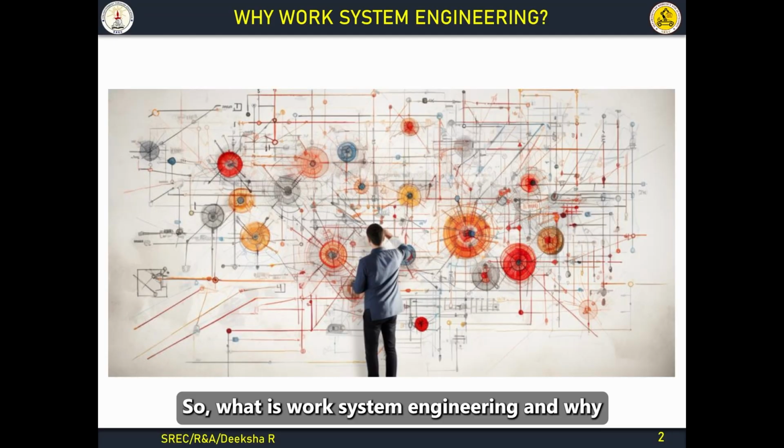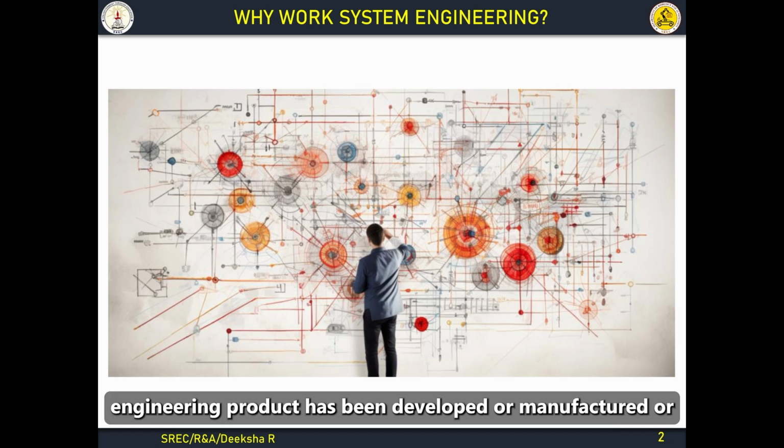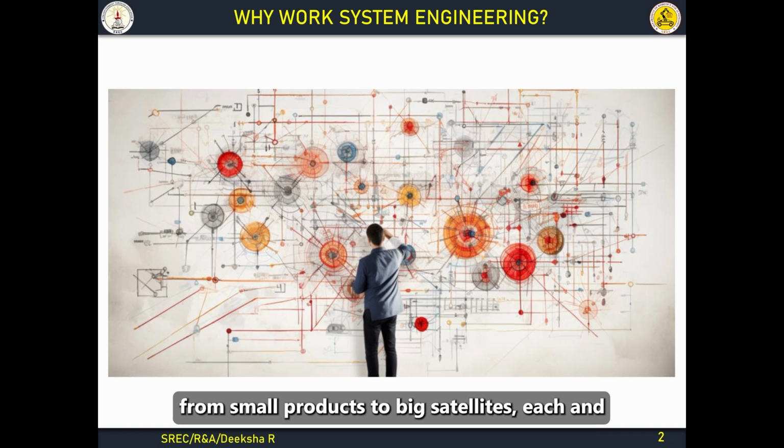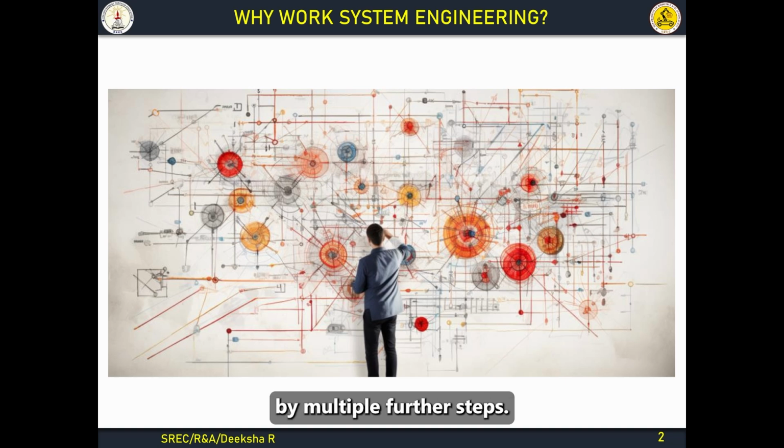So, what is work system engineering and why do we need to go for it? Work system engineering is nothing but how an engineering product is developed, manufactured, or produced. The purpose is so that there will be a flow, like every product developed, from small products to big satellites. Each and every product has a few steps to go through. For that, proper planning is required, and that planning has to be carried forward through multiple further steps.